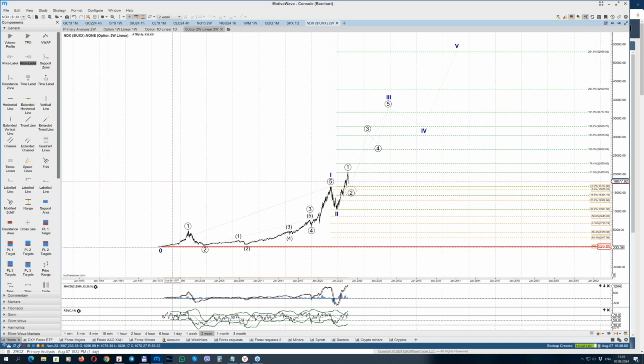First, I could count this entire wave structure as a completed impulse. 1, 2, 3, 4, and 5. Completed impulse in the wave 1 initiated a pullback that reached the 38.2 retracement region. In the wave 2, respectively, we have 1, 2.